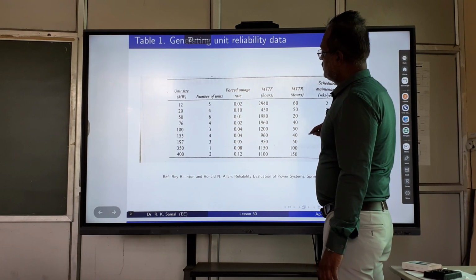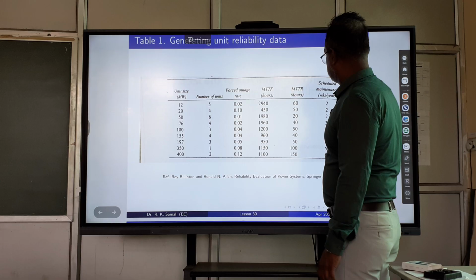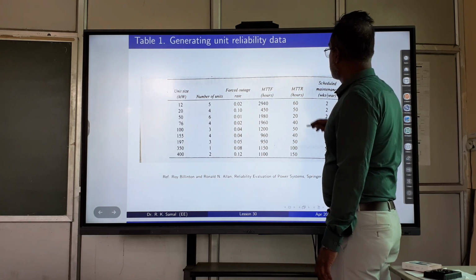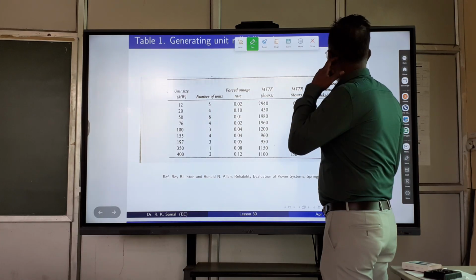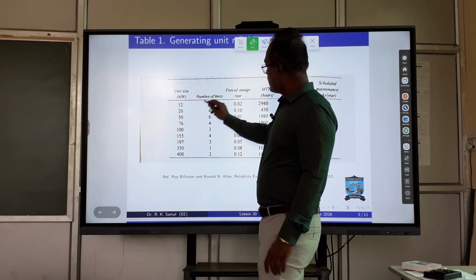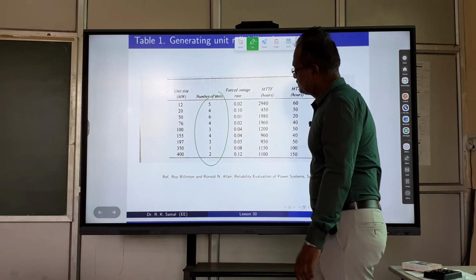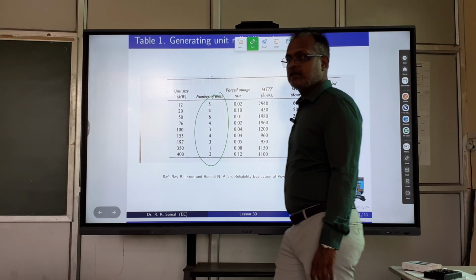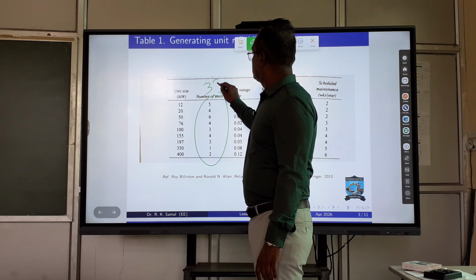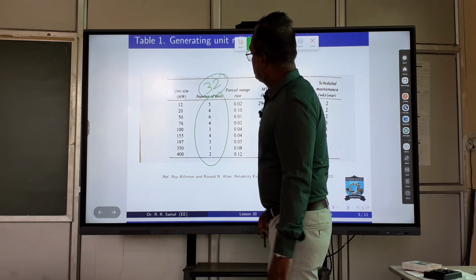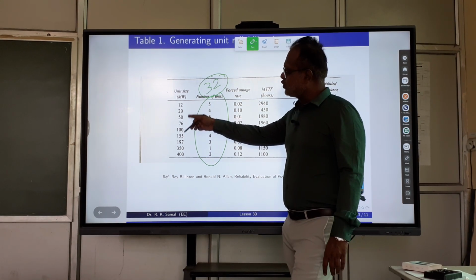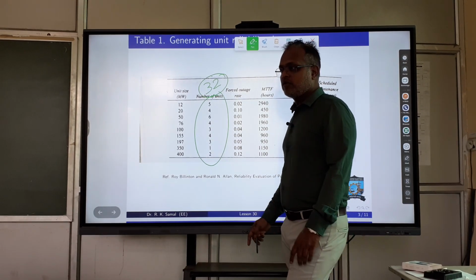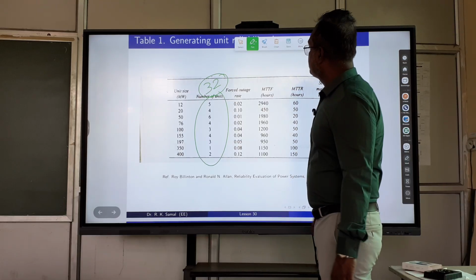So how many total generators, or number of units? These are taken directly from the book, and you can also find Excel files. What is the total number of units? 32 units. The unit size varies from 12 megawatt, 20 megawatt, 50 megawatt, 76 megawatt, 100 megawatt, 155, 197, to 400.